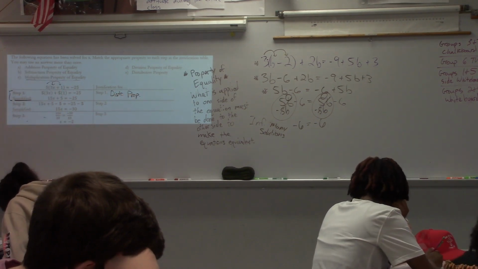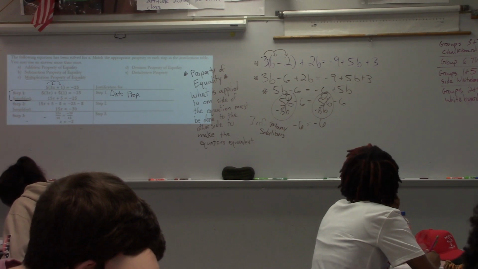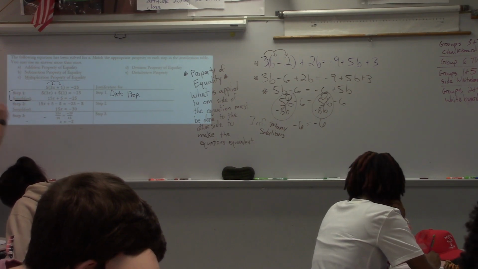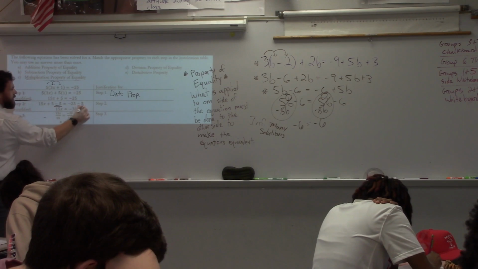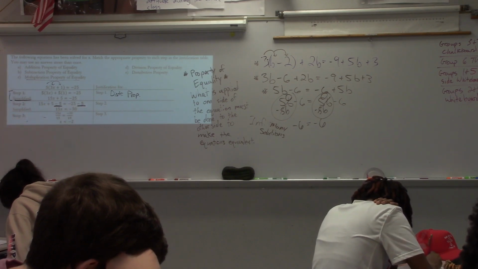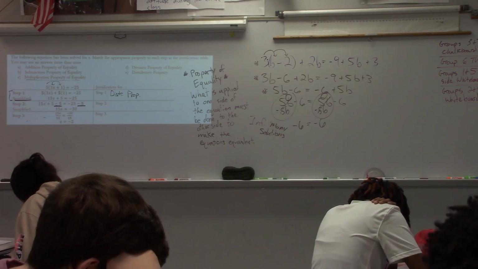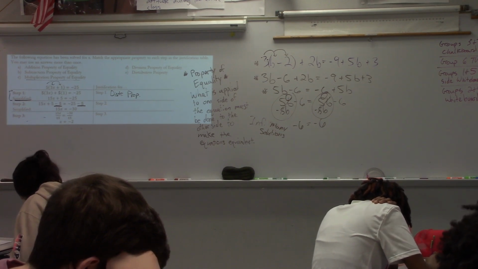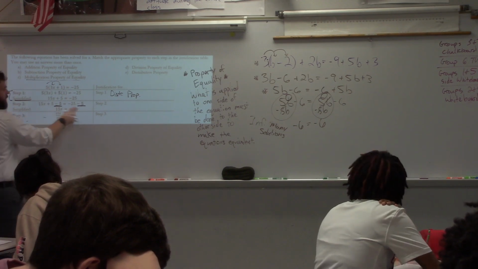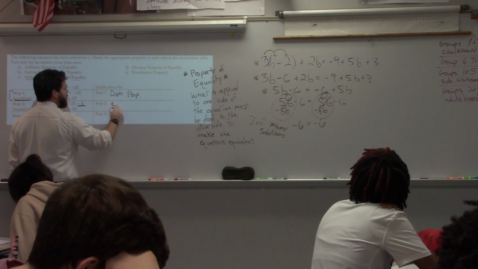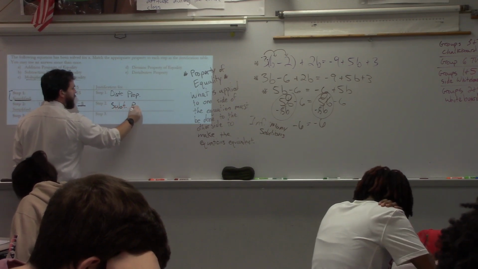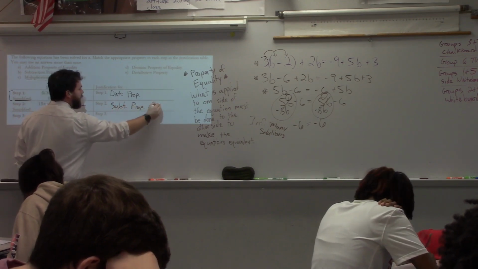Step 2, look at that again. What are we actually doing there? What's being done to both sides? Subtracting. So which property of equality are we using? The subtraction property of equality. Once you know the properties of equality, just look at what operation we're doing. We're subtracting on both sides, so it's the subtraction property of equality.